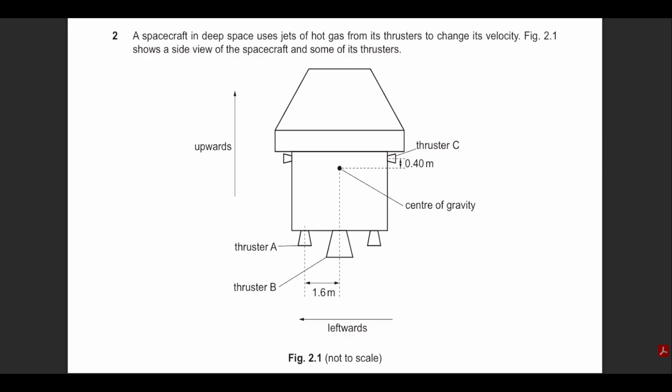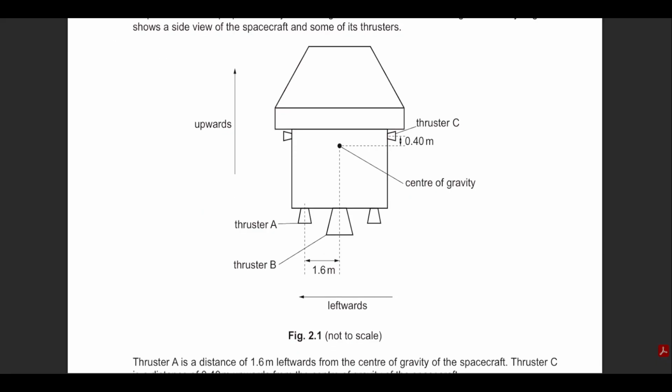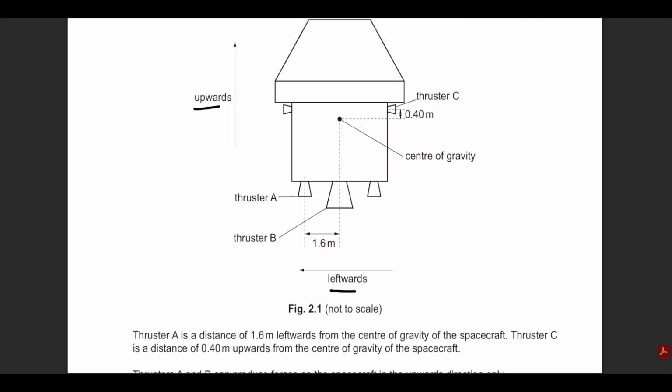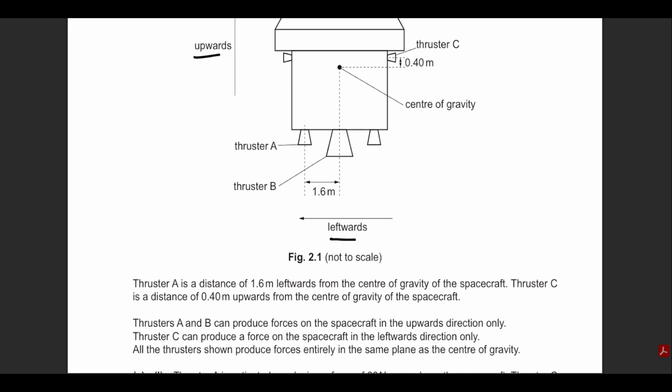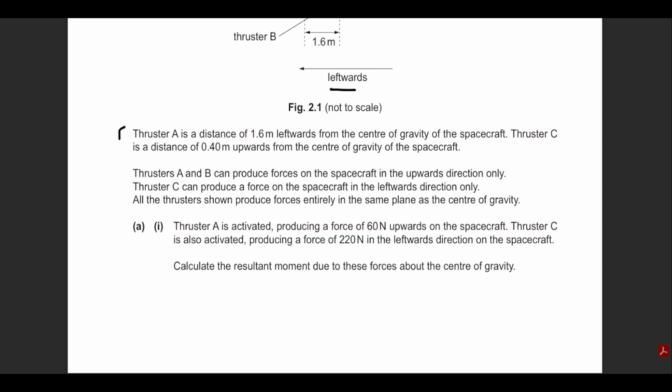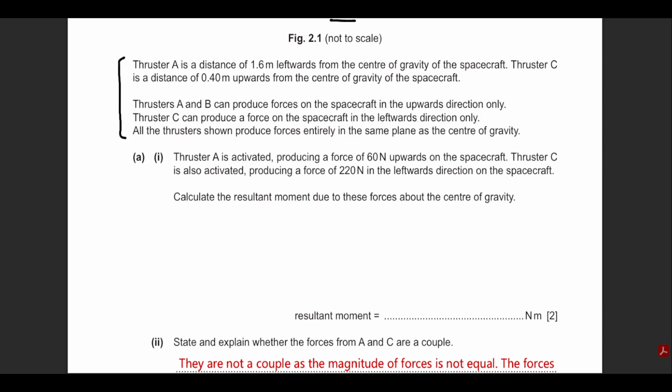Question number 2. A spacecraft in deep space uses XYZ. Okay, fine. So you're familiar with the question, you're familiar with the setup, that's why you're here for the video. Now the good thing about this question is that he's mentioned what is upwards and what's leftwards. So you're not confused about clockwise, anti-clockwise, left, right, up or down. Then it gives you the details about how the thrusters are functioning. And part A says, calculate the resultant moment.